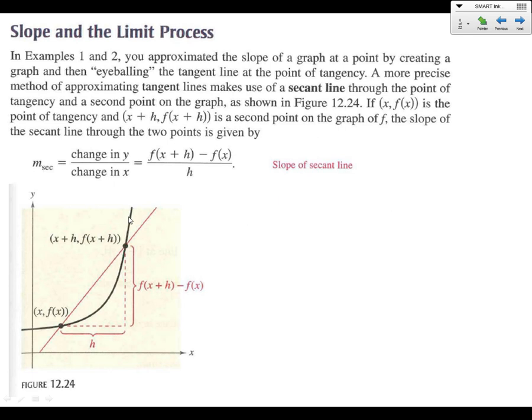Okay, so in examples 1 and 2, we kind of just eyeballed them, right, to see what the slope of the line is. To be more precise, and we want to be more precise here, we're going to use a secant line. So if we think back to geometry, we remember a secant line is a line that connects 2 points on a curve. All right? And so if we wanted to find the slope of the secant line, we could do that because we have 2 points, an x and a y, and an x and a y. We could figure out the slope because remember the slope is the change in y, this is f, the y value, divided by the change in x. And we're going to use the letter h to denote the change in x here.